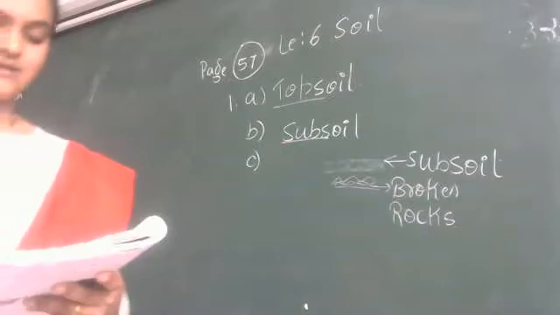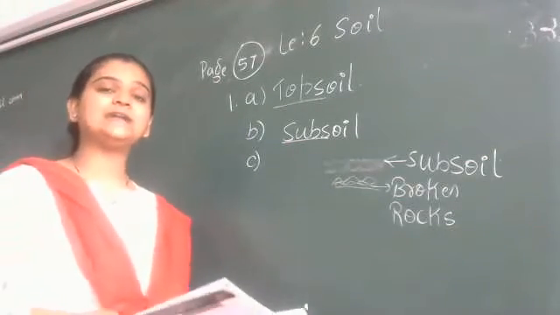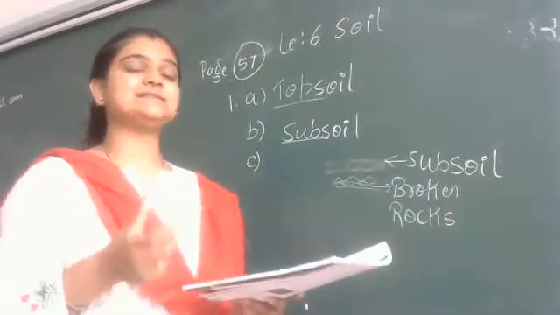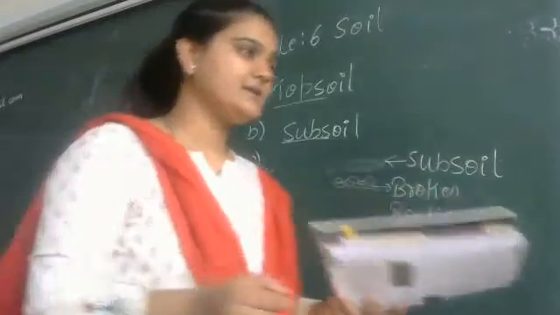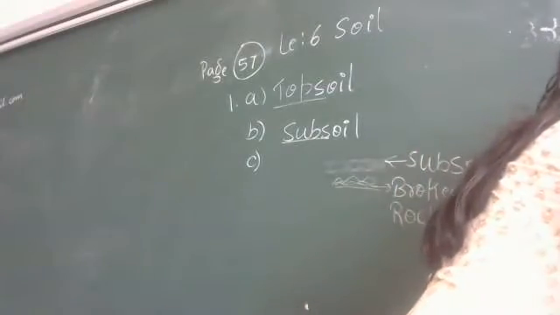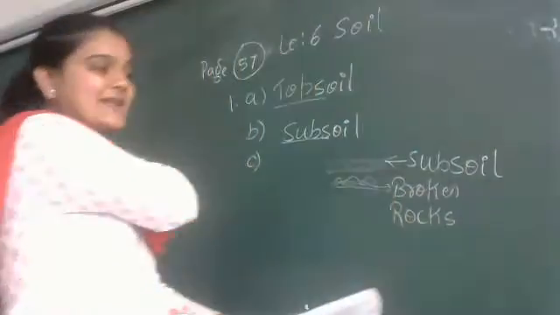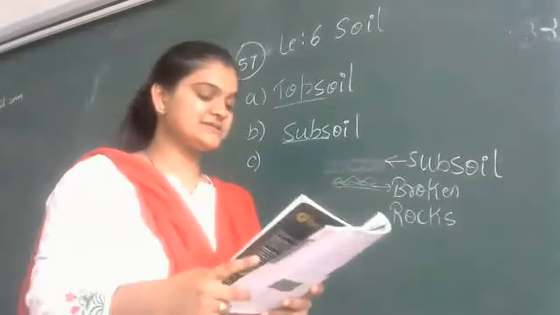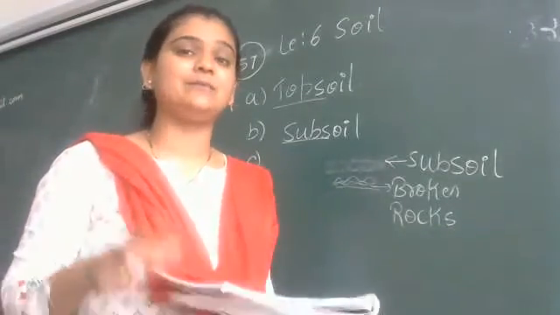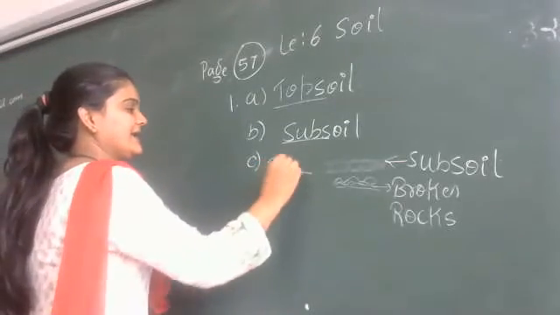What is third one? Smallest particles in soil are that of. Soil is consisting of, yes. What's the answer? Clay. Yes. Clay. I had asked you to underline the important lines. Okay. So it is the smallest particles in the soil are made up of clay. The third answer is clay.